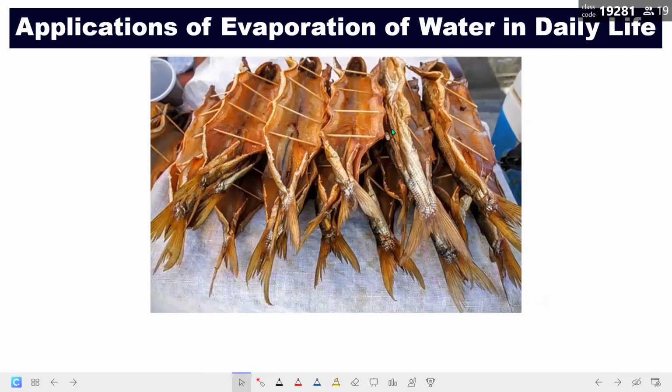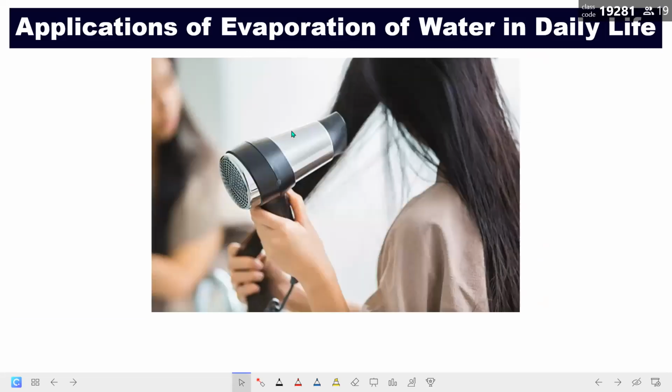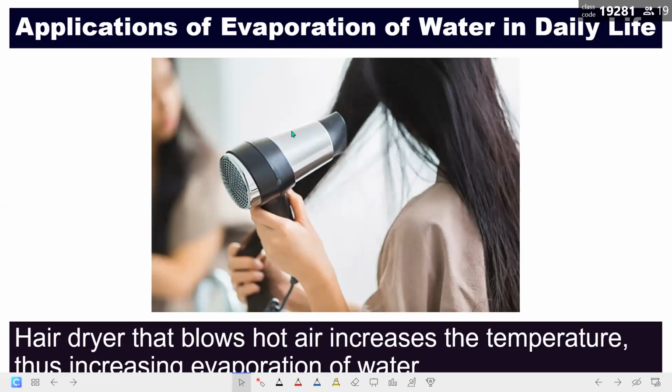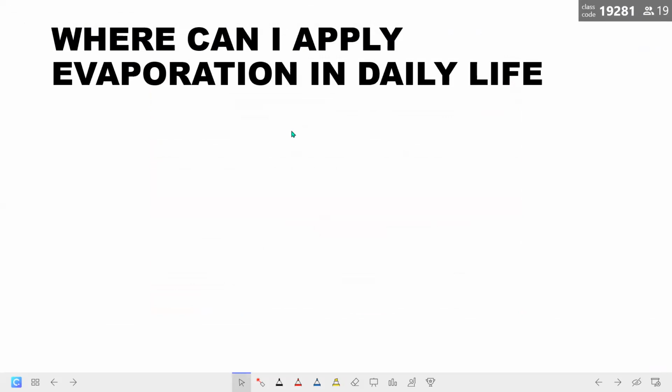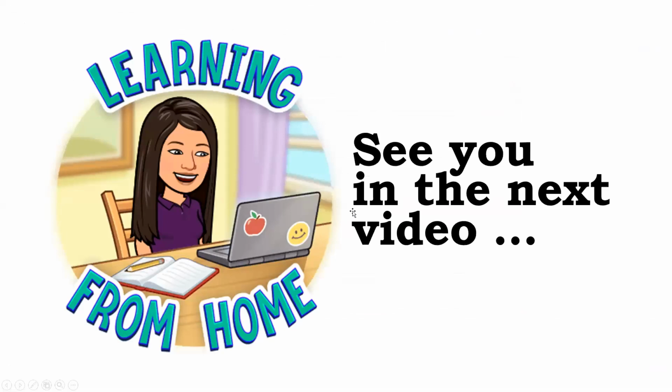Different kinds of salts. Okay, who likes to eat this? Oh, no one. Good. All of you healthy children. So when I dry seafood, Aisha likes to eat this. It can be kept longer because microorganisms cannot survive without water. So these are some ways we can preserve food. We dry them up. We also blow dry your hair. When we have a hot temperature, it will increase the evaporation of water. Now this one we don't have to waste time. I think you all answered already, so we don't have to do this question. I am going to go to my next slide already.